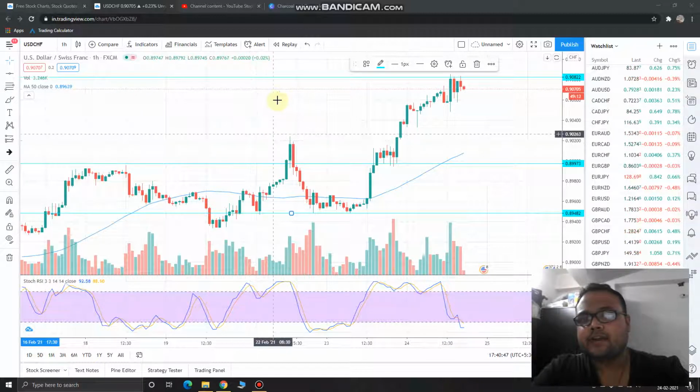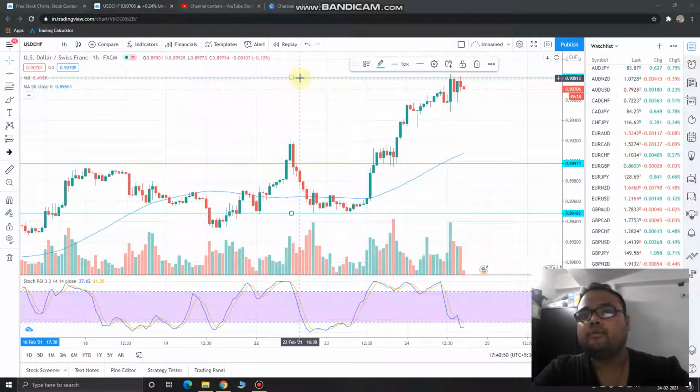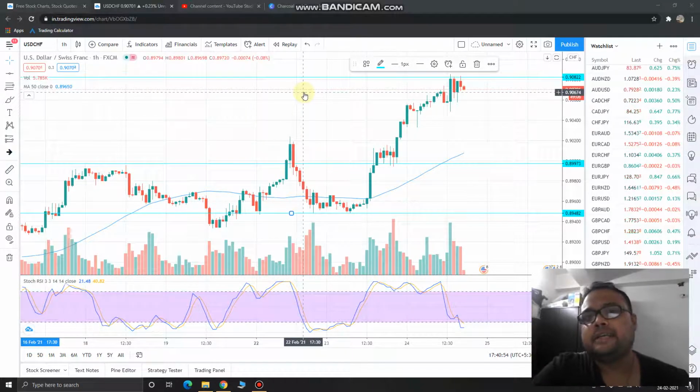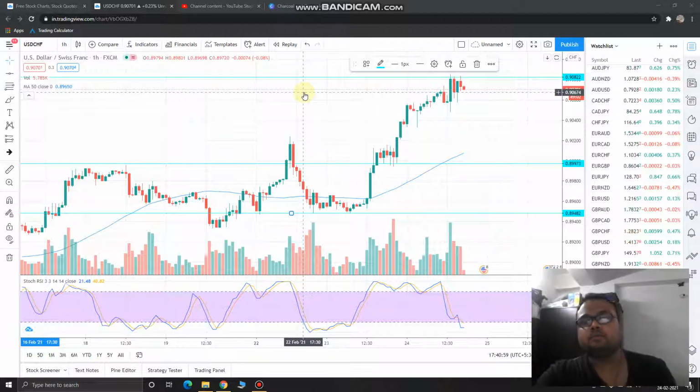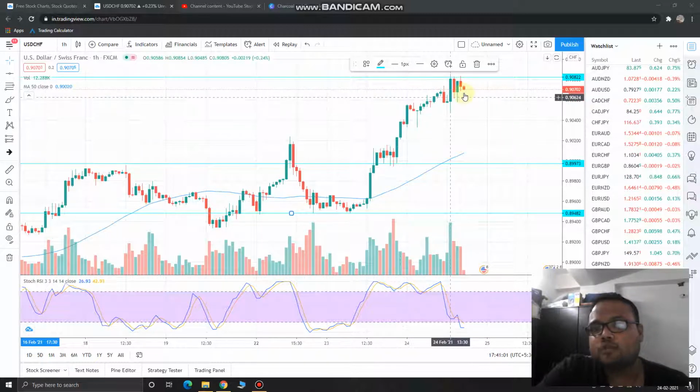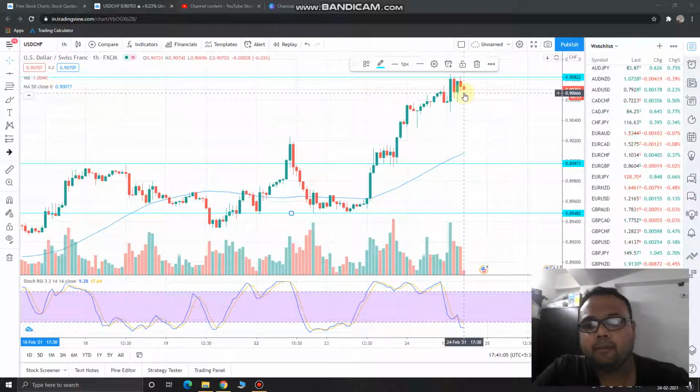And you can see on the screen that I have marked down few important points with this blue line. So the first important or decisive price level is 0.9082. So market is right now showing us a small red candle, baby red candle.